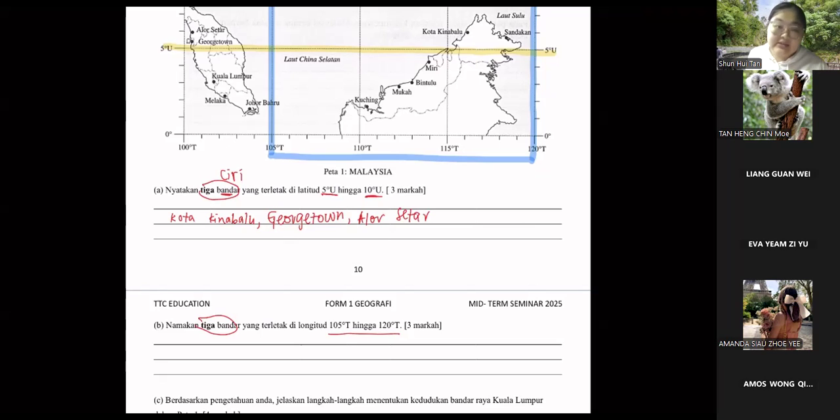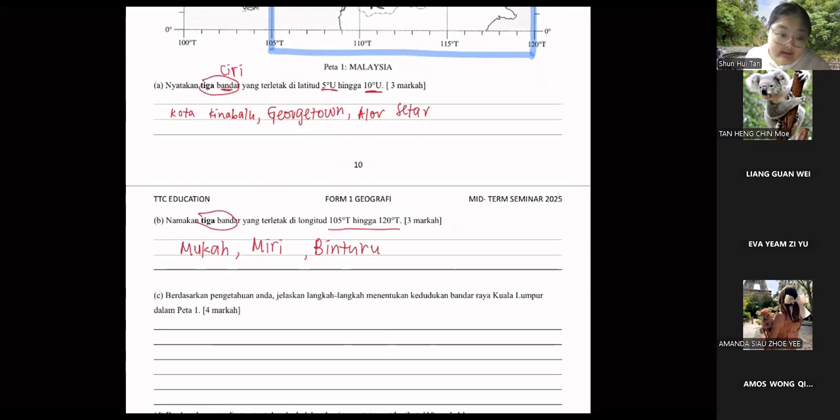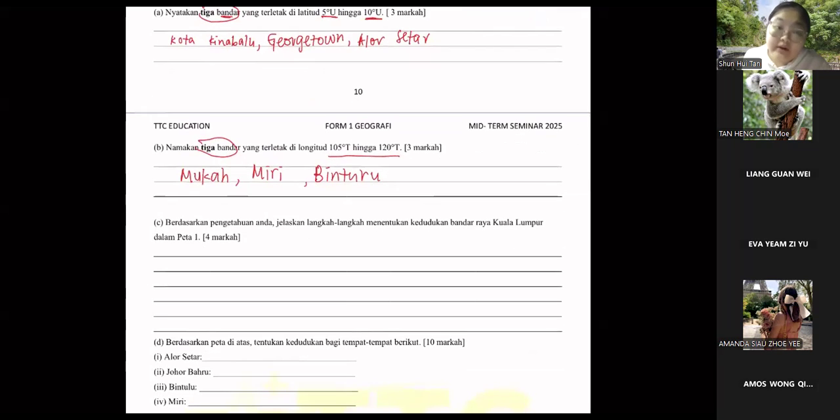What is it? Yes, Kuching, Muka, Bintulu, Miri, Kota Kinabalu. Yeah, great. Sandakan as well. Just pick 3. Up to you. You can choose any of the 3. Right, up to you. Muka, Miri, and then Bintulu. All right. Now this is one of the ways of asking. Move on, yeah.